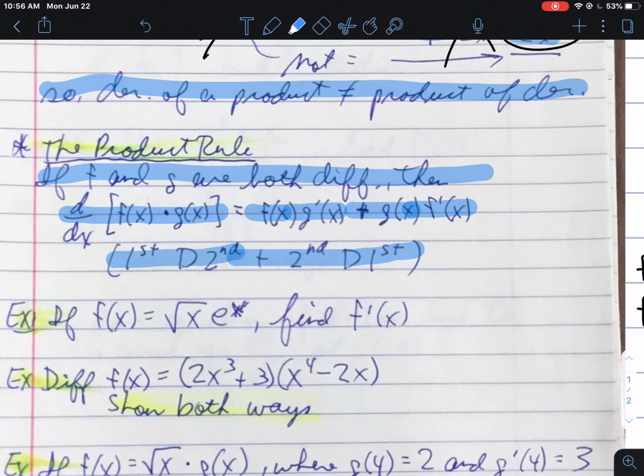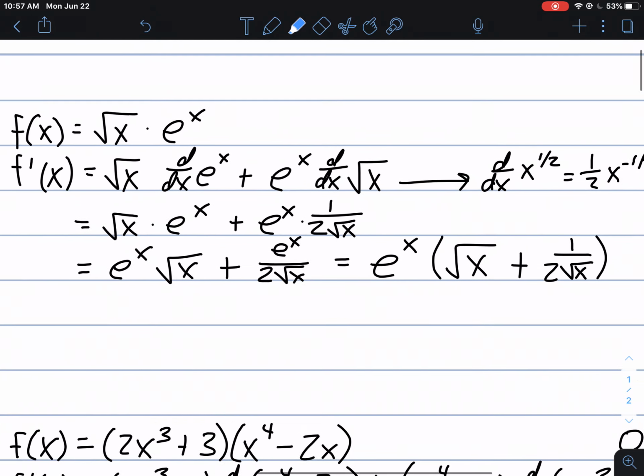All right, and again, different people have different ways of stating this and different ways of remembering it, but I find that to be the most straightforward way for a product rule. So first d second plus second d first. So for example, take the function f of x equal to the product of the square root of x times e to the x.